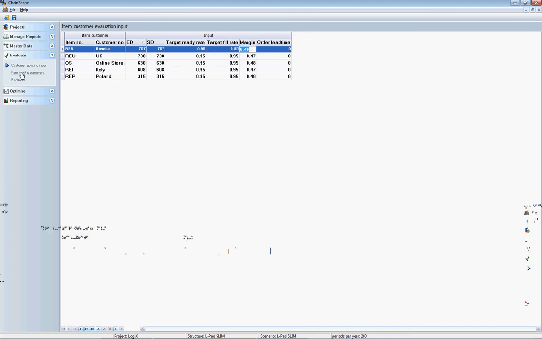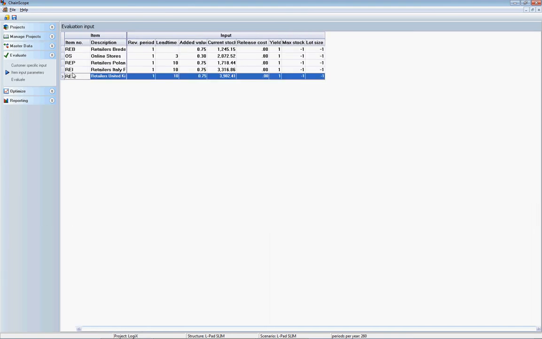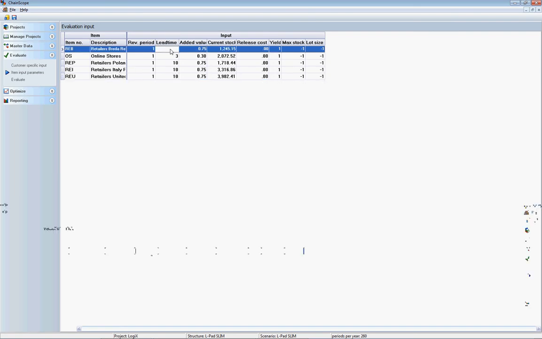Let's look at the item input parameters. Here you see only the items in this case, and each item, each stock keeping unit has a review period, in this case 1 time unit, 1 day. A lead time. This item is shipped directly from the European Distribution Center in Breda, which means that the retailers stock for the Breda region in fact is 0 lead time. For the online stores we have 3 days, and for the other ones we have 10 days.